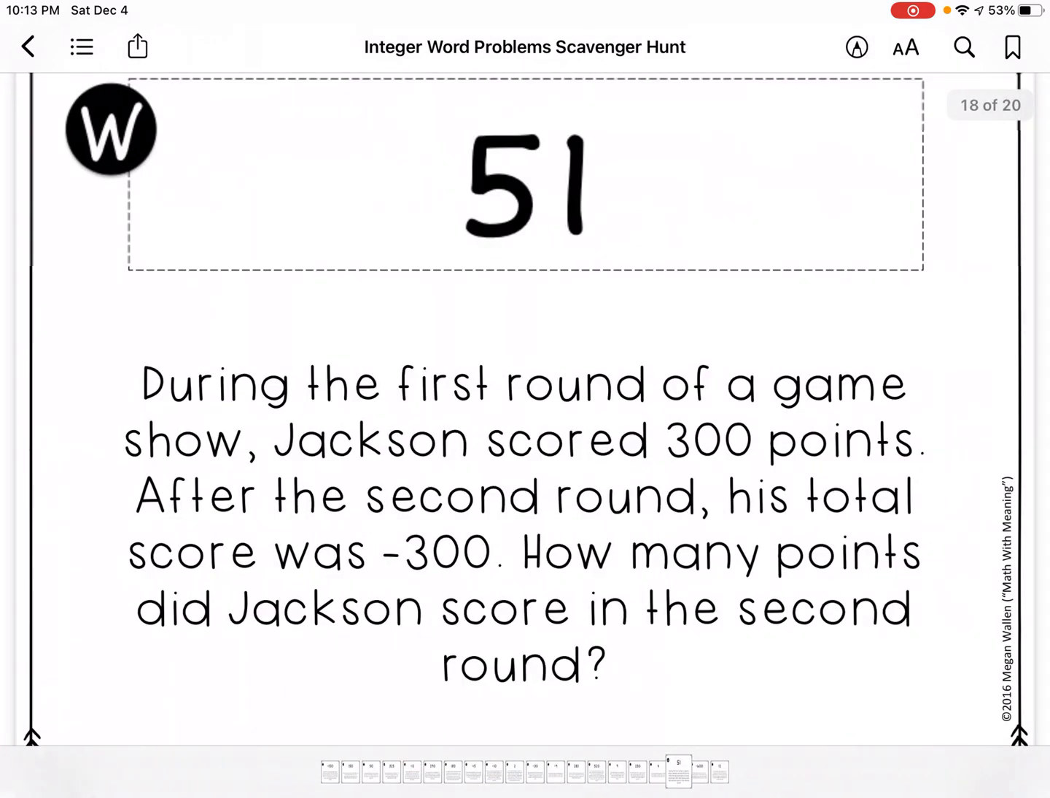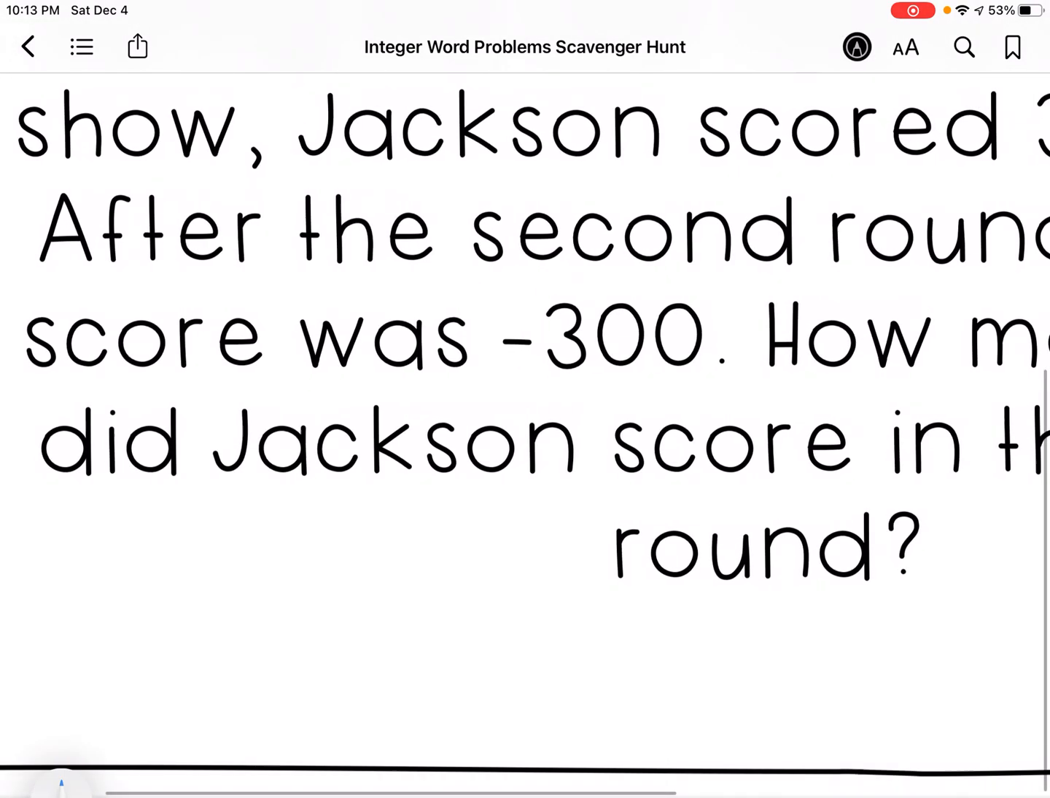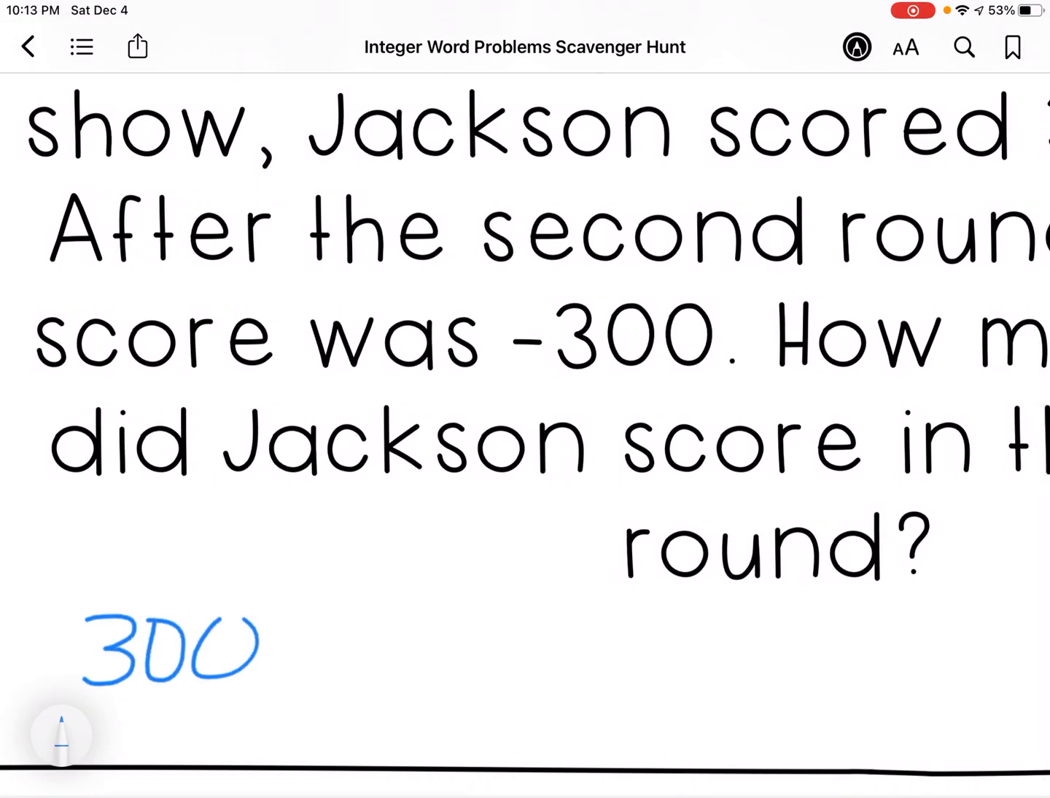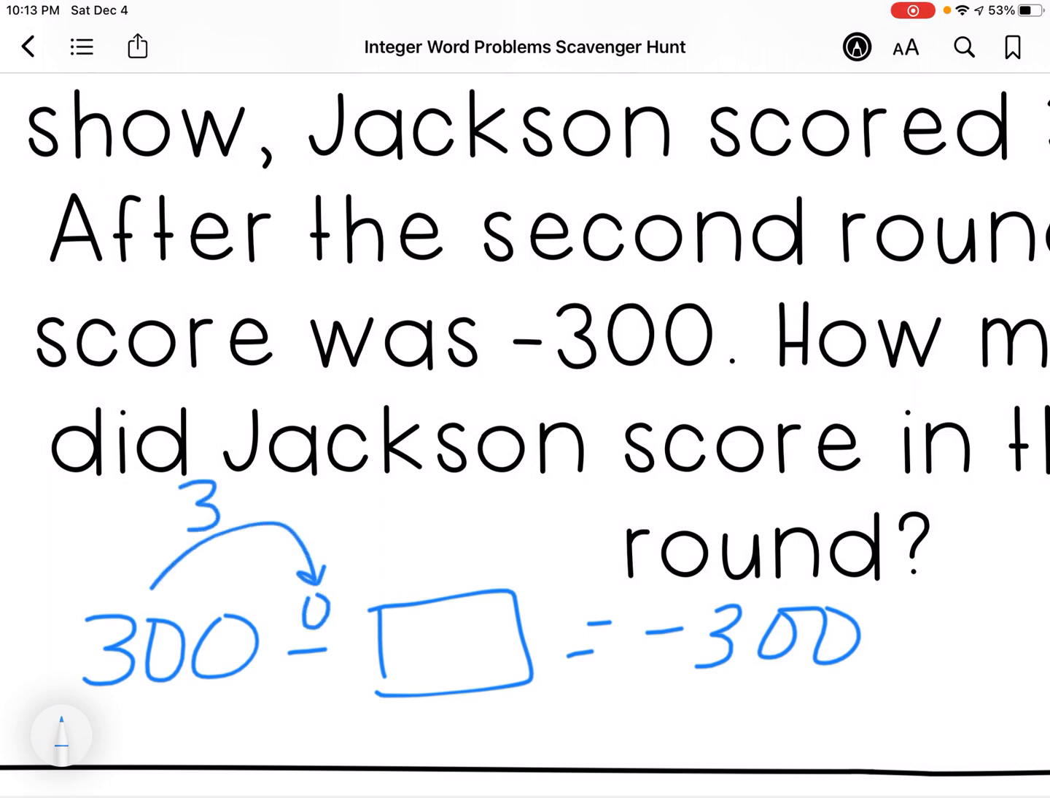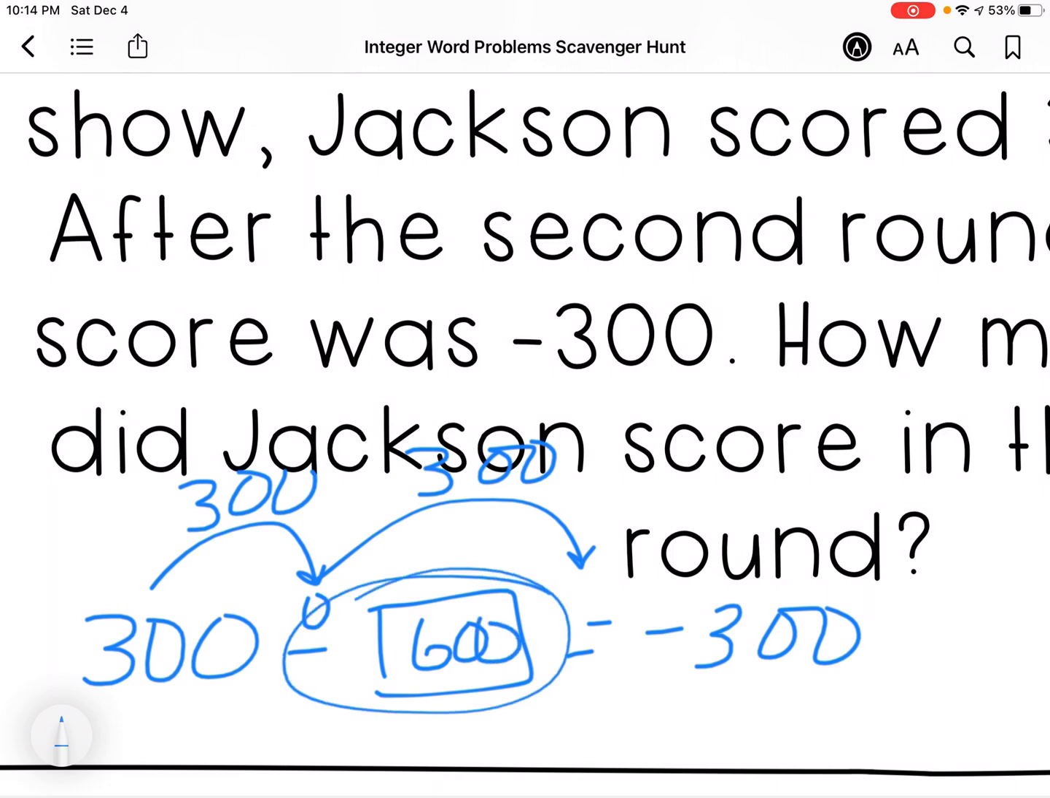During the first round of a game show, Jackson scored 300 points. After the second round, his total score was negative 300. How many points did Jackson score in the second round? So I had 300, then I lost some, and now I have negative 300. Well, to get to 0, I'd have to lose 300, and then to get to negative 300, I have to lose 300 more. So that means I had to lose 600 points. So I think it's going to be negative 600.